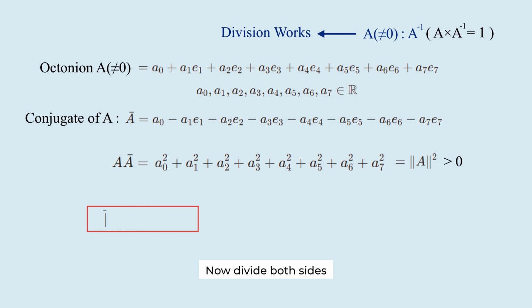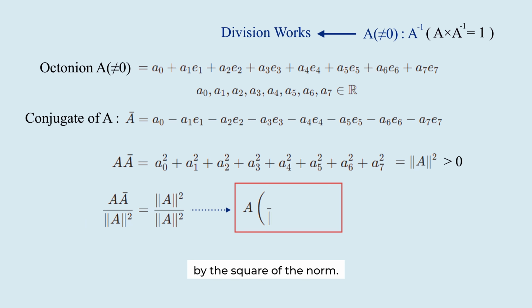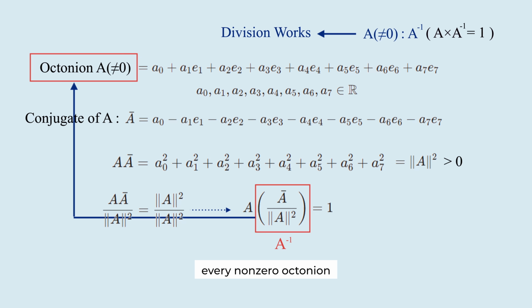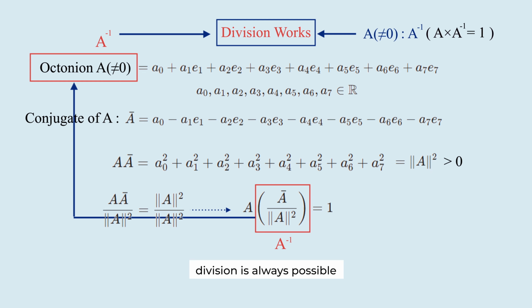Now, divide both sides by the square of the norm. So, what is this expression on the left? Since multiplying a by this equals 1, this must be the inverse of a. Therefore, every nonzero octonion has an inverse for multiplication. In this sense, division is always possible in the octonions.